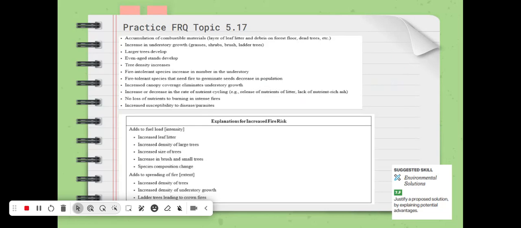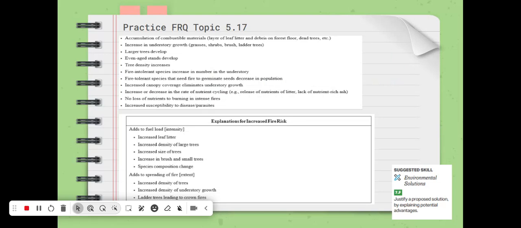All right, so here are some accepted answers for this. In the top box, this could have been anything that you identified, and then below that was the explanation that should have been tied to it. If you suppress forest fires, ensuring that they don't happen naturally, that would create an accumulation of the combustible materials or fuel for the fire. This could create larger trees, even-aged stands, or increased tree density. But remember, whichever one of these choices you made should have been tied to the explanation below.